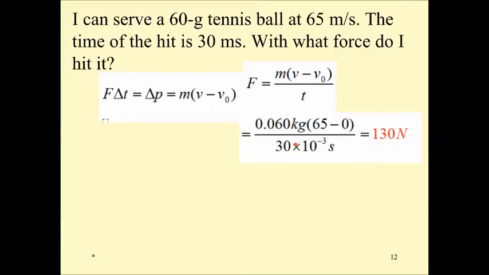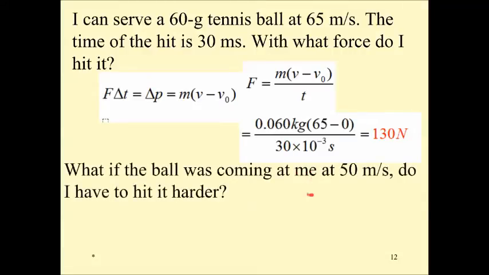So the result is 130 newtons. So it makes a little bit of sense. The force to get that 60 gram ball going to 65 meters per second is 130 newtons. What if the ball was coming at me? So now this is not during the serve, but the ball is coming at me at 50 meters per second. Do I have to hit it harder in order to hit it back at 65 meters per second?